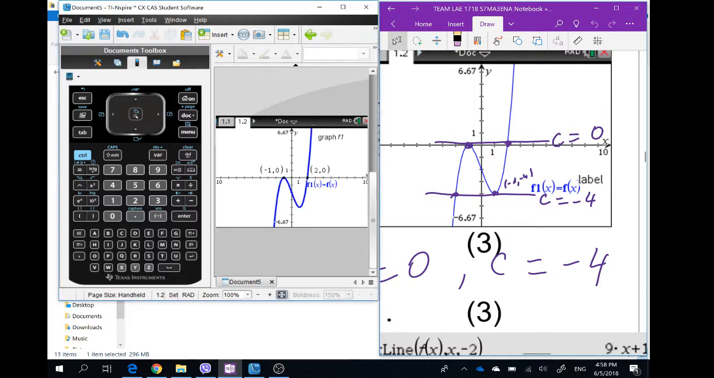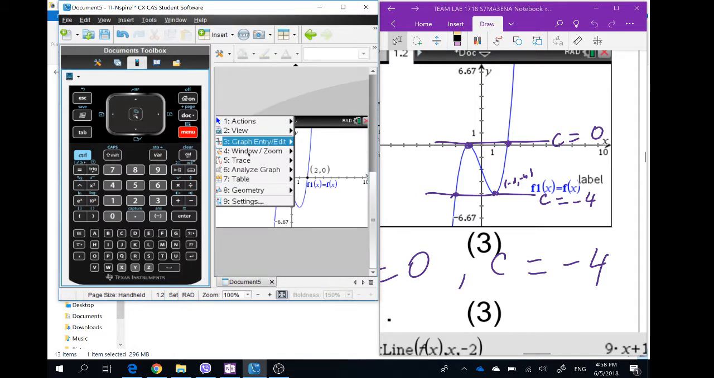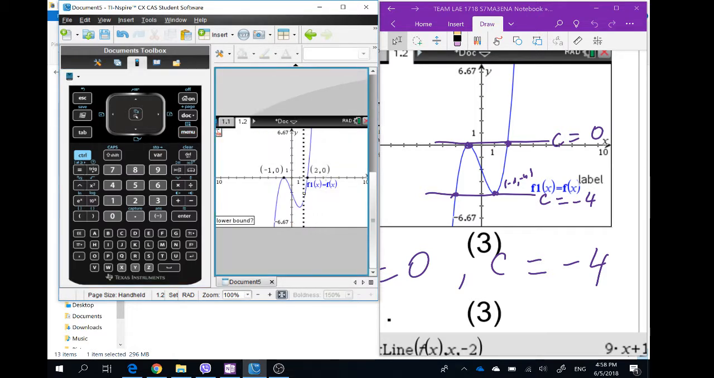But for the other solution, we have to find the minimum. Analyze graph, minimum, from here to here we have the minimum, and the point has coordinates 1 and -4. 1 shows the x-axis, -4 shows the y-axis. -4 is the value of the function when x is equal to 1, so c equals -4 and c equals 0.